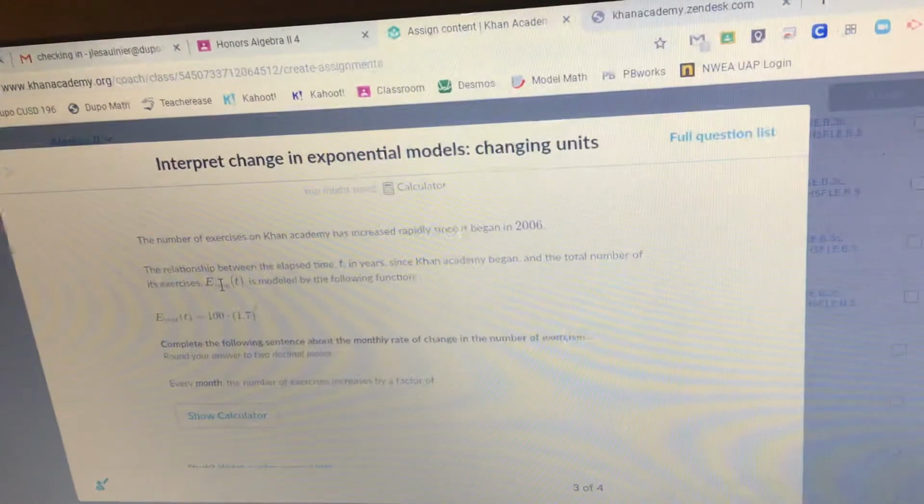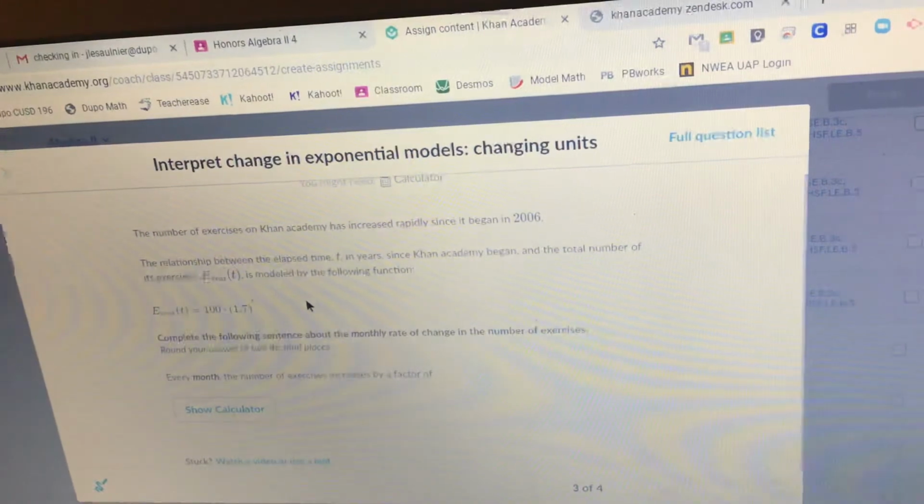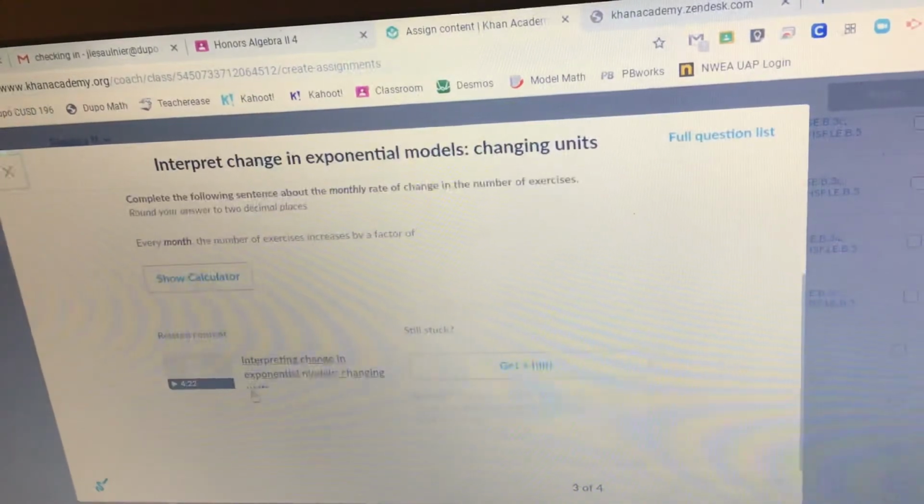So, all right. This example here is per year. So we have 100 times 1.7 to the t, and again, t is in years, all right? And they want us to somehow convert this to months. All right, again, if I don't know how to start, I would highly suggest you click down here and watch the video. Okay, so hopefully you've already watched the video once.